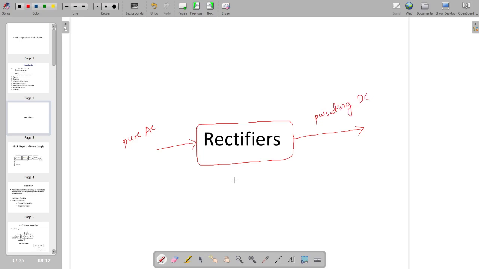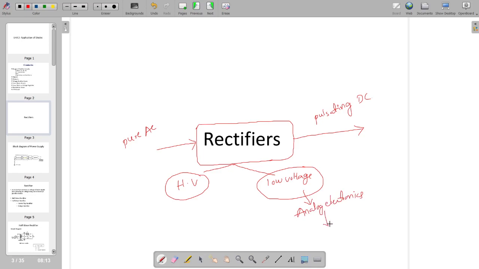Based upon the rectification operating power, rectifiers are classified into high voltage rectifiers and low voltage rectifiers. This classification is based on the operating voltages. Mainly, low voltage applications are used in analog electronics.